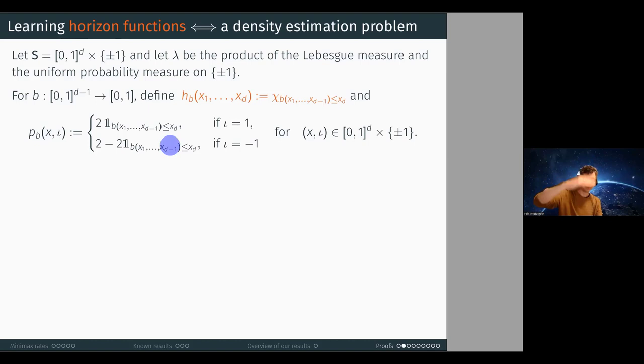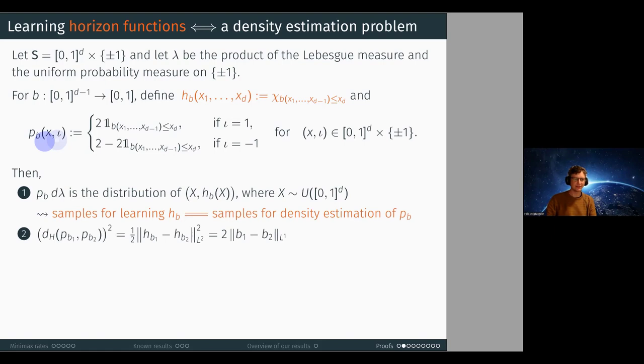Namely, the point is that this density here is, you can show that easily, the density of the distribution of this random vector, x, where x is uniformly distributed, and the horizon function evaluated at x. So this is the density from this. And what does this mean? This means that if you take samples for learning the horizon function, then these are exactly the same thing as samples for the density estimation problem for these kinds of densities.